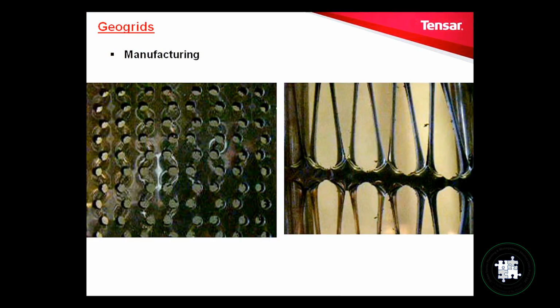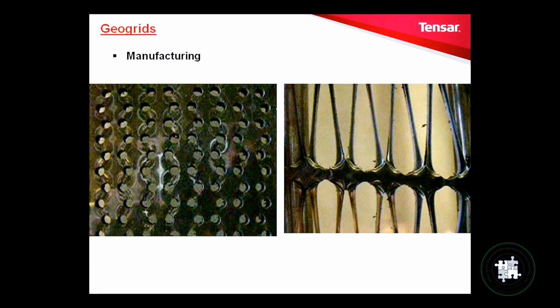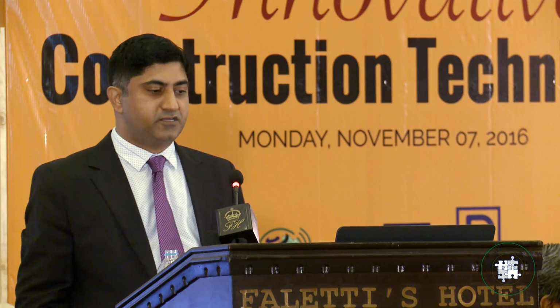The next slide is a very quick clip that shows how these punched sheets are stretched in one direction. The first video shows stretching in one direction, and the second shows the stretching of this punched HDPE sheet in the second direction. As a result of this punching and stretching, which happens in a very controlled environment, with very controlled temperature and very controlled loading, we get this kind of structure.